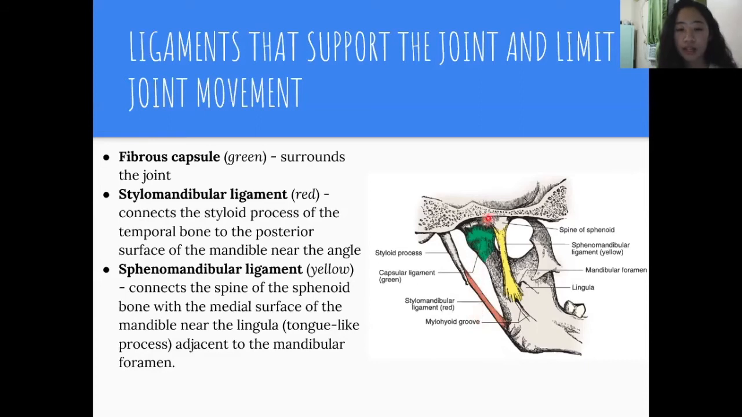Meanwhile, the ligament here in yellow is the sphenomandibular ligament that connects the spine of the sphenoid bone with the medial surface of the mandible near the lingula adjacent to the mandibular foramen. It gives some support to the mandible and may help limit maximum opening of the jaw.